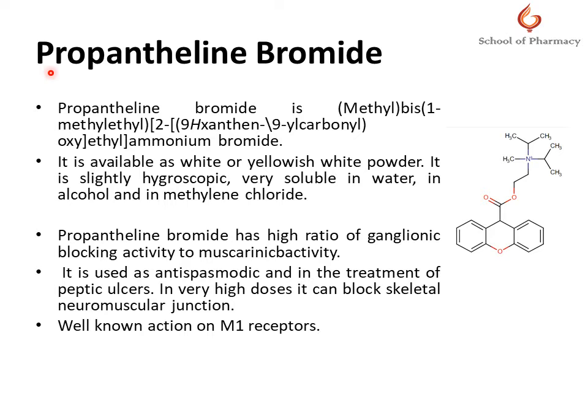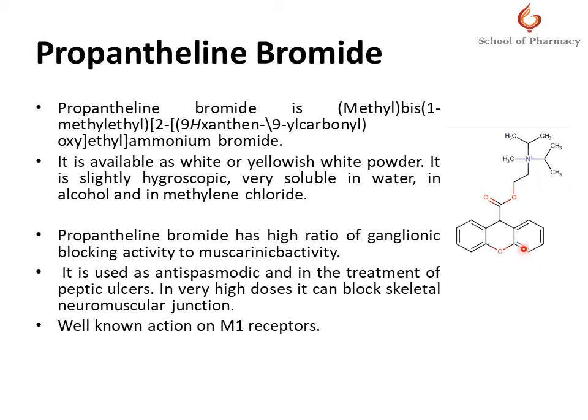The next compound is propantheline bromide. This is again a selective synthetic cholinergic antagonist, and it is methyl-bis(1-methylethyl) 2-xanthene-9-carbonyloxyethylammonium bromide. This is the structure of propantheline bromide, and it is available as a white or yellowish white powder, slightly hygroscopic, and soluble in water, alcohol, and methylene chloride.